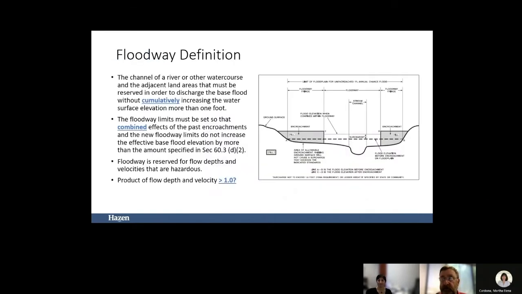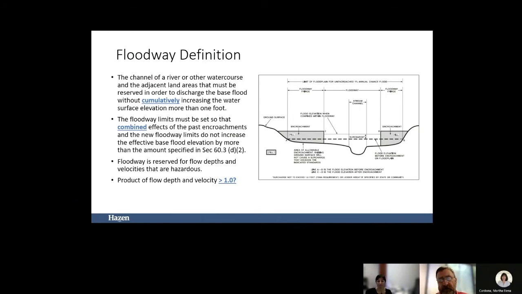Floodway definition. The first three bullets are straight out of the CFR. The floodway is the channel of a river that must be reserved in order to discharge the base flood. And you can see here we highlight the words cumulatively increase the water surface elevation more than 1 foot. We're highlighting the word cumulatively because perhaps part of the floodway definition hasn't considered lost floodplain storage or the cumulative impacts of the flood fringe filling. The floodway limits must be set to the combined effects of past encroachment. So when you're setting a floodway, you should look at all of the cumulative past encroachments to make sure that the overall base flood increase is less than 1 foot.